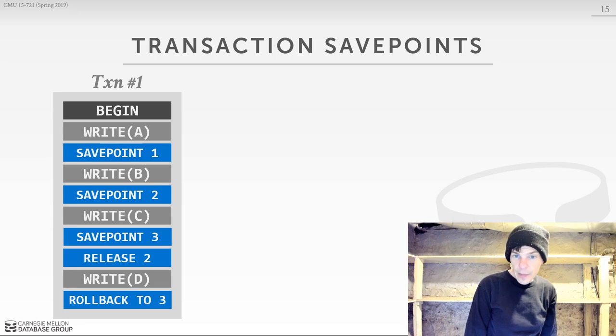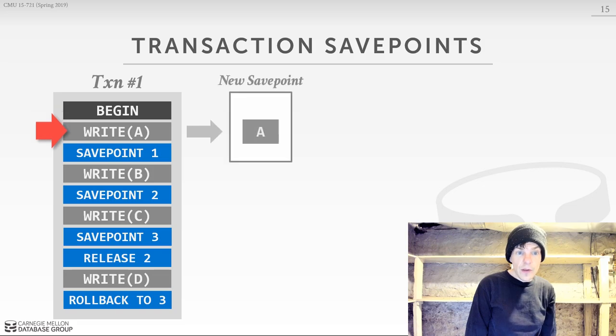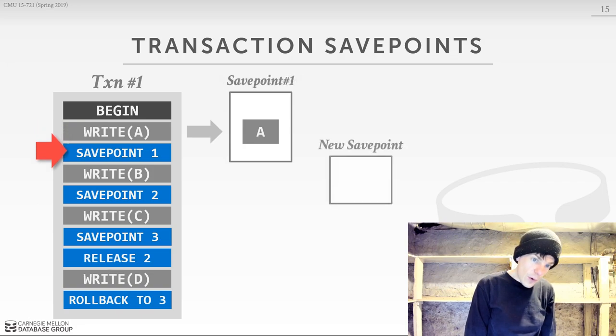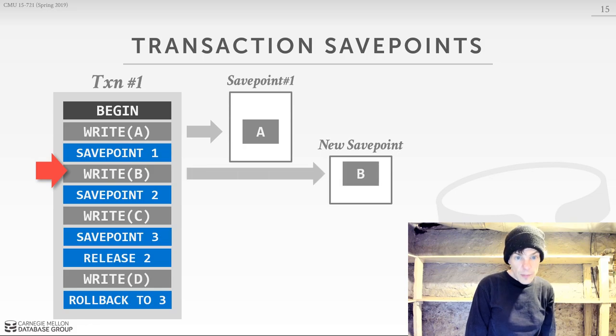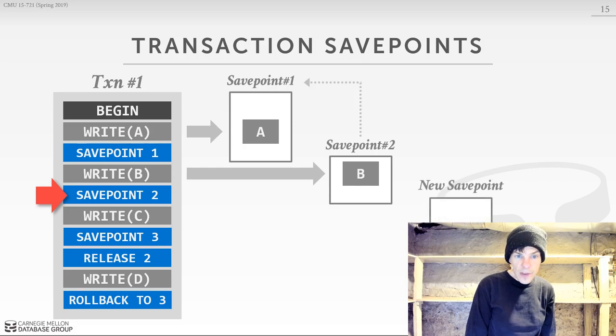Let's look at another more complicated example. So our transaction starts, and this transaction wants to do a write on A, B, C, and D. So again, when it begins, we create our implicit save point, and then when we do our write, that gets put into that implicit save point. We invoke the save point command that gives us a handle for the first one, and creates a new one. We do a write on B, that goes into our implicit one, and then we create save point two.